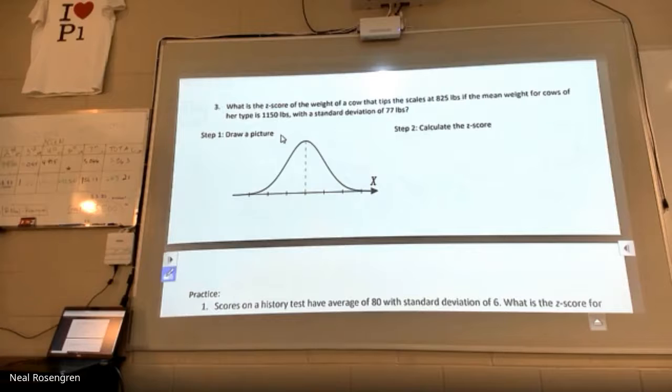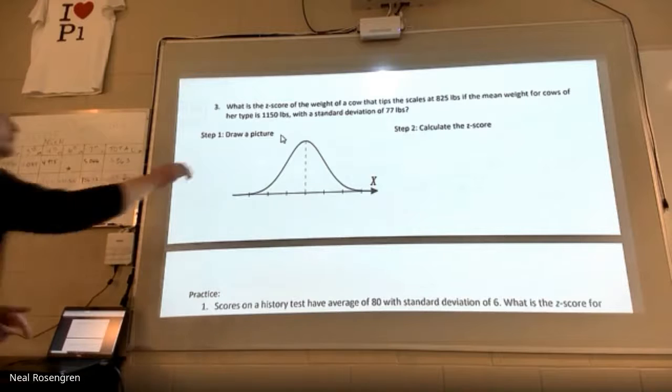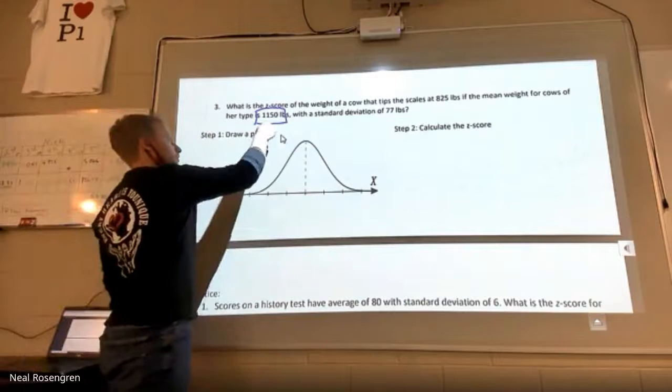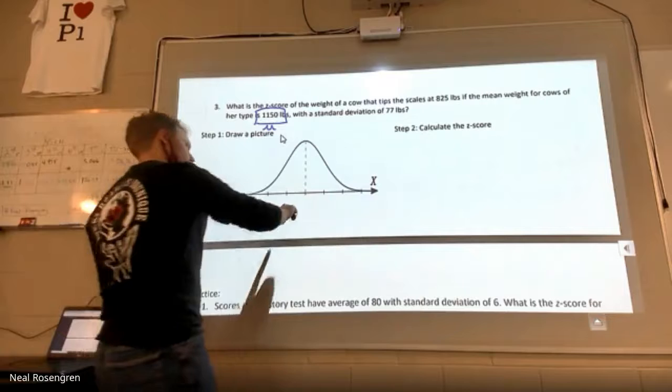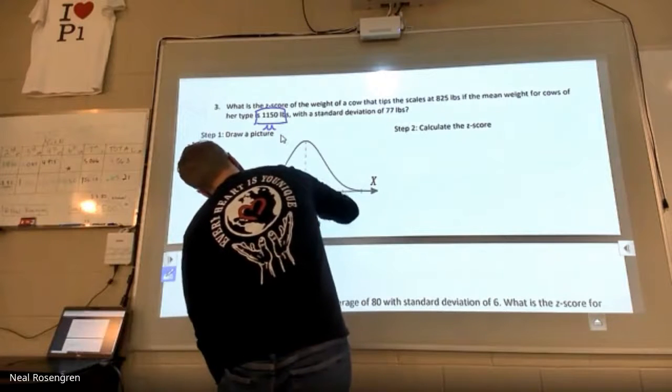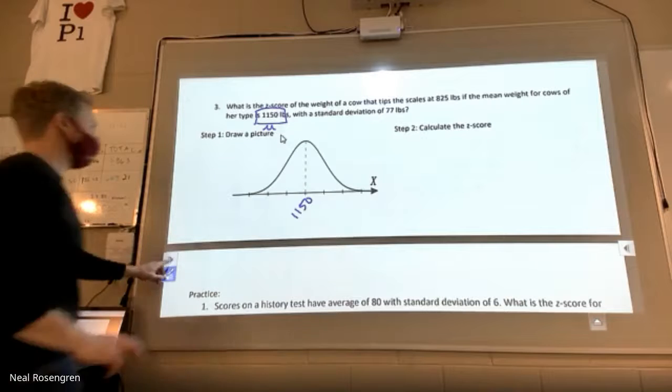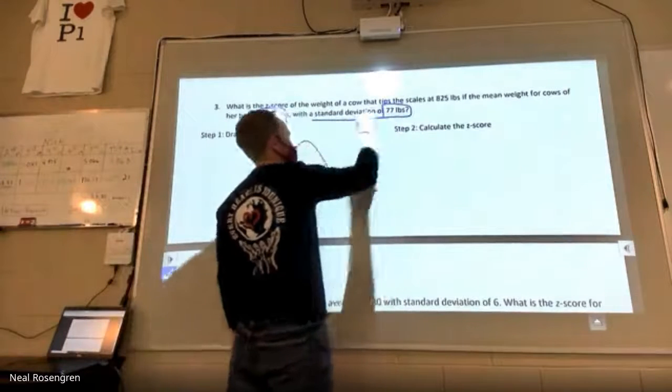All right, so what is the z-score of the weight of a cow that tips the scales at 825 pounds? If the mean, there it is, if the mean weight for cows of her type is 1,150. There is my average. There's mu. That number goes right here. Always look for the average first. Okay, sweet. Now I use standard deviation. There's that 77.